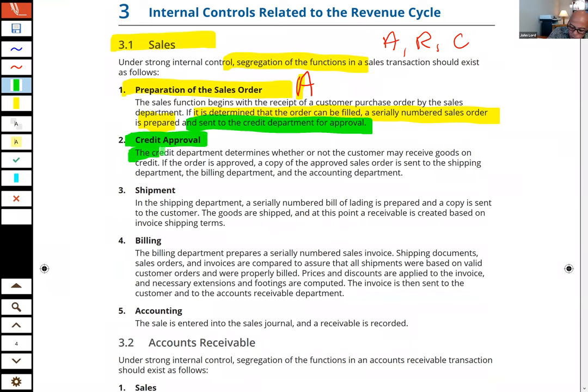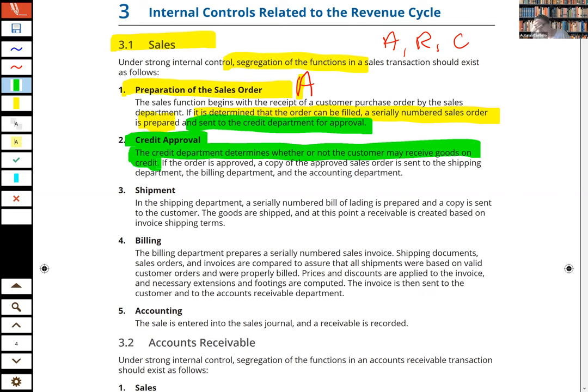Now, why do we go to a different department for credit approval, which determines whether or not the customer receives the goods on credit? Why don't we just let the sales department do that? Well, that would be the segregation of duties, I would think. All of these are segregation of duties, because it's different departments doing different things. This is a different authorization, though, isn't it? Yes. One is saying that we have the customer. The other is saying that they have good credit. But why do we have to separate these two?